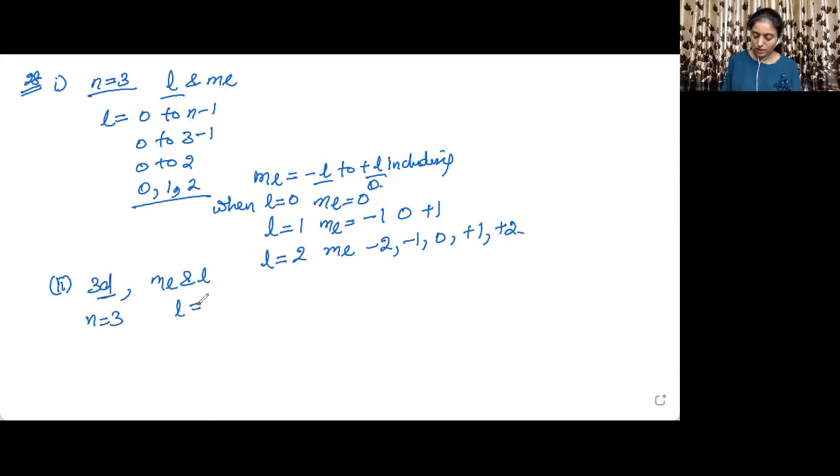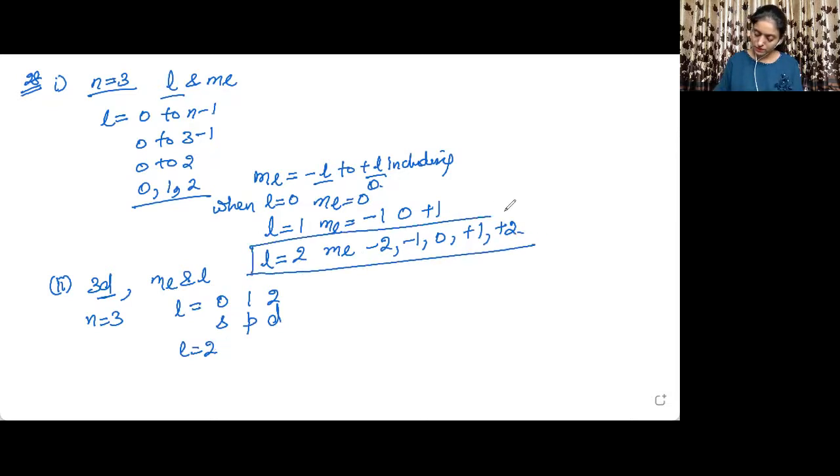For L equal to 0, 1, 2: if L is 0, the orbital is S. If L is 1, the orbital is P. If L is 2, the orbital is D. So this means L is equal to 2 here. Now when L is equal to 2, we can simply write the values of ML, just like in the previous part. Hope this is clear to you and you will be able to write the values of L and ML in this case.